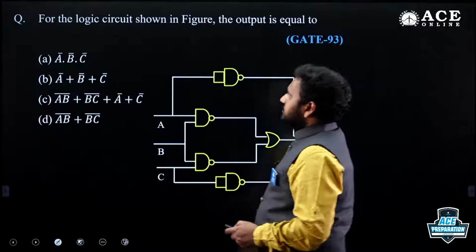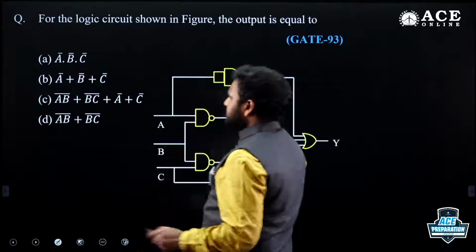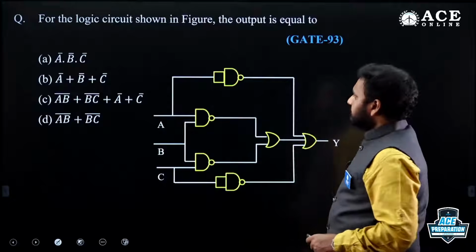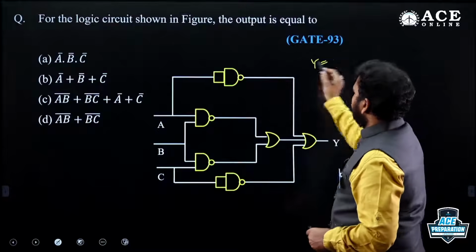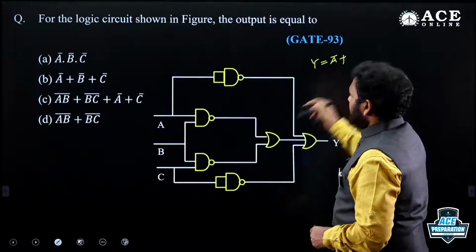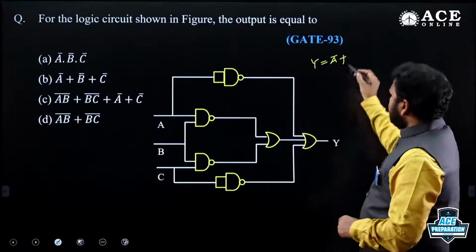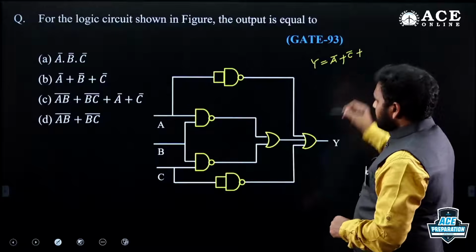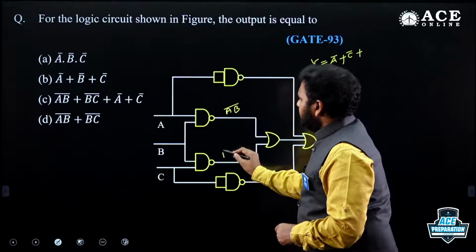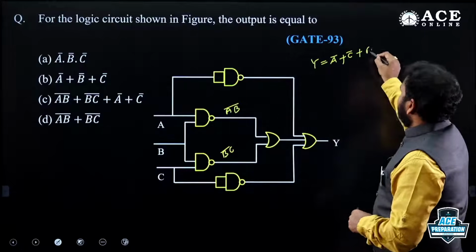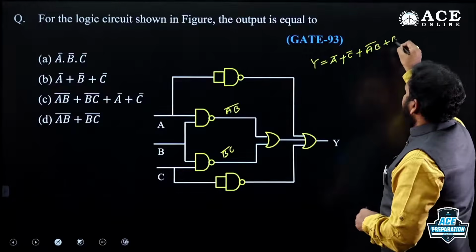This is a GATE question. For the circuit shown in figure, direct substitution and observing the outputs. Y is equal to A bar plus, see this is OR gate, okay? C bar plus, what is this? AB bar, and this is BC bar. AB bar plus BC bar.